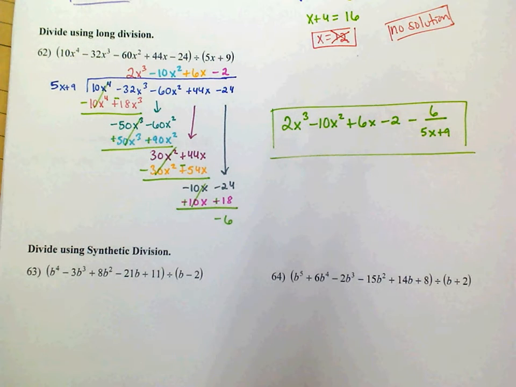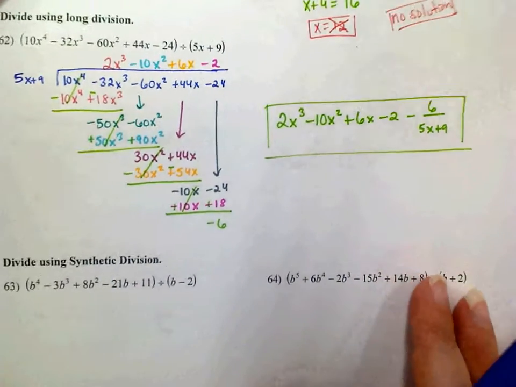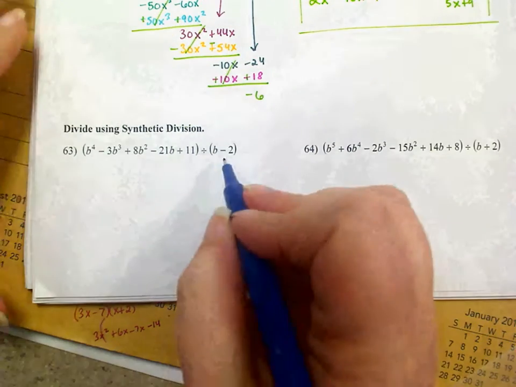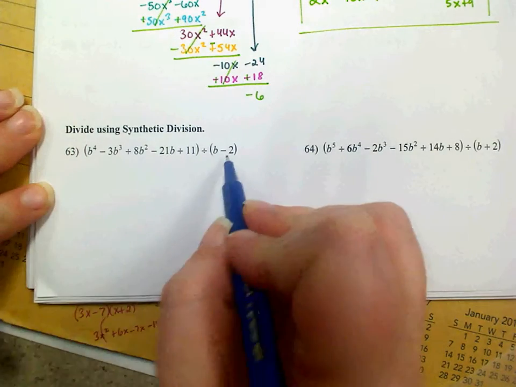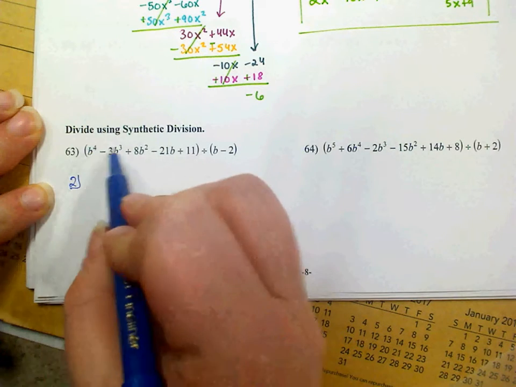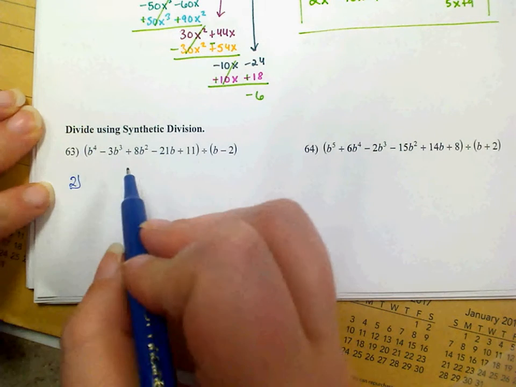Alright, so number 63 and 64 are divide using synthetic division. So, in synthetic division, we always do the opposite of whatever is inside there. So 2, and then I just put the coefficients. 4, 3, 2, 1, none. So I just look at the powers.